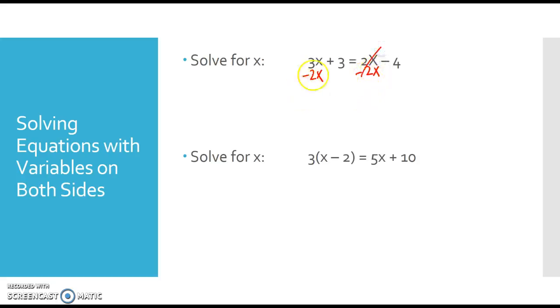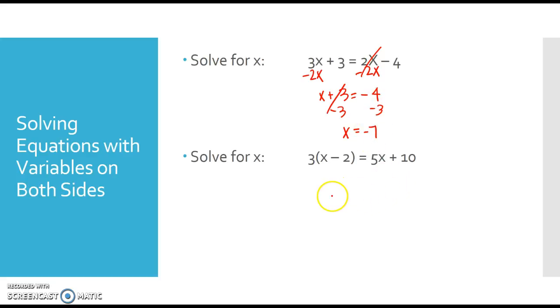That cancels out. 3x minus 2x is x. Bring down my plus 3 and my negative 4. Now to get x by itself, all I have to do is get rid of this positive 3 by subtracting. My 3's go away. x equals negative 7.